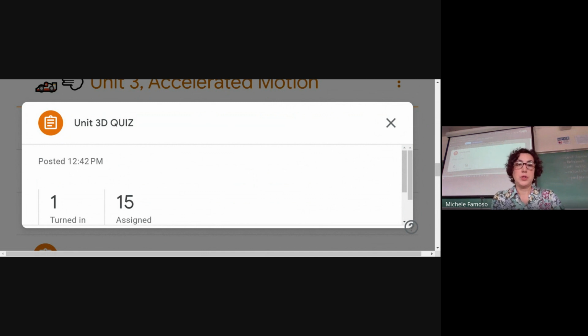When you're done with the quiz, you can put the Chromebook away and you need to grab your notebook. Keep the other items out on your desk.